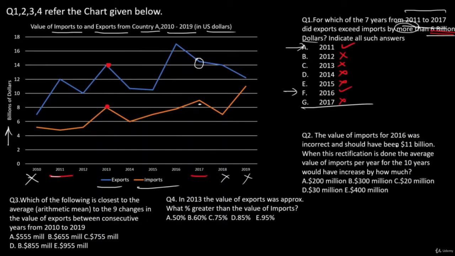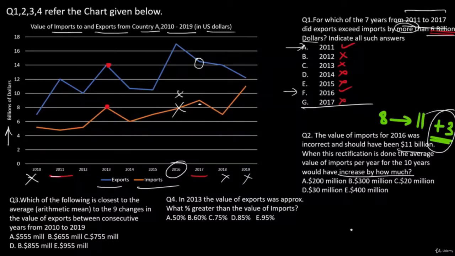The value of imports for 2016 was incorrect and should have been 11 billion. When this rectification is done, the average value of imports per year for the 10-year period would have increased by how much? Alright, so over here, the imports for 2016 is marked as 8 billion, but it should have been 11 billion. So if you do this change, that is you go from 8 to 11, that is imports increase by 3 billion. How much does the average change?